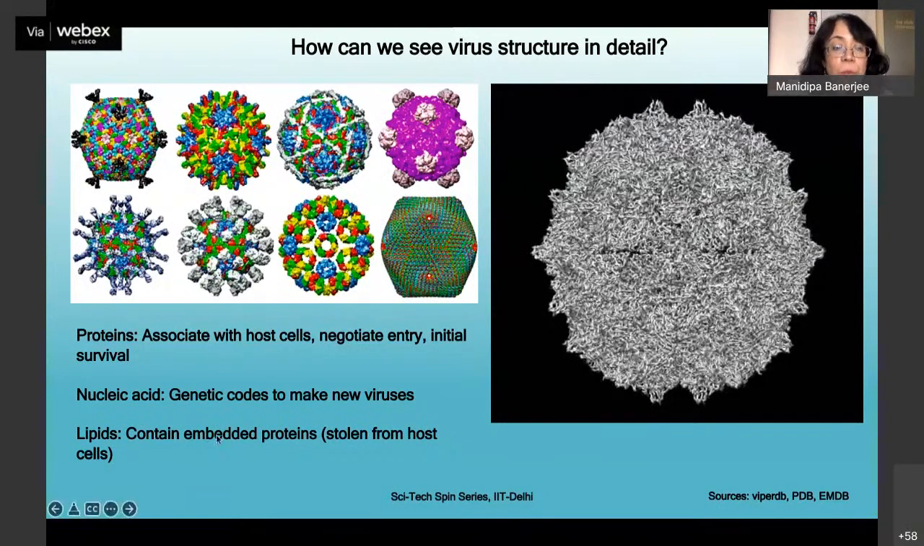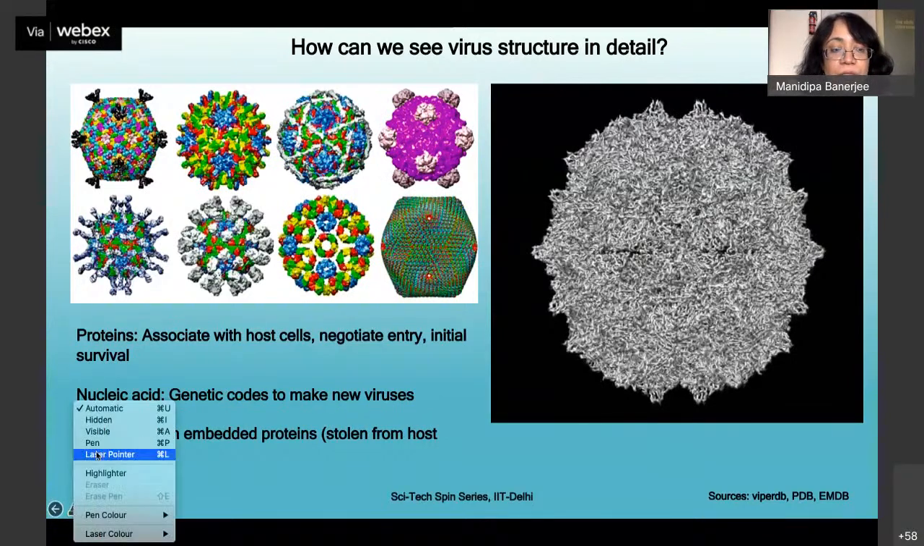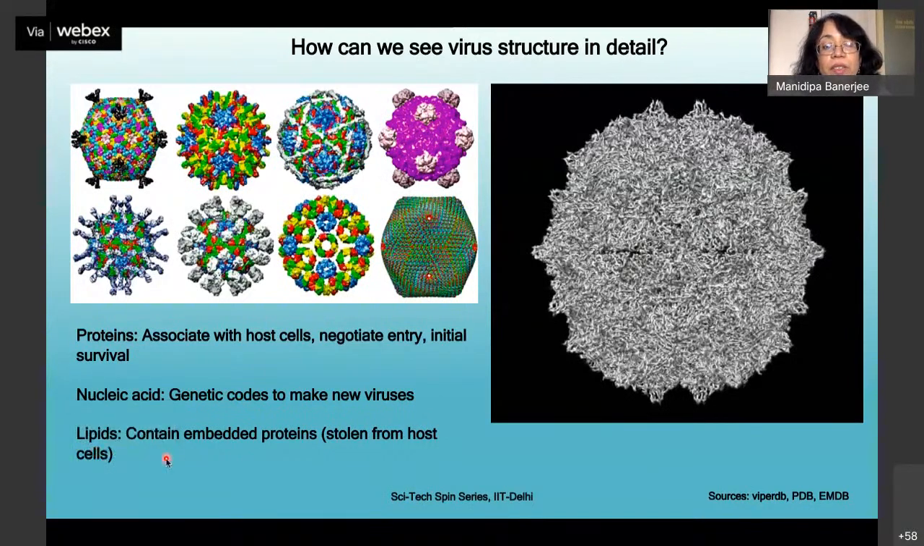Understanding the components of the virus is very important to understand how it infects. The proteins on the outside, which make up the container, are the ones that negotiate entry of the virus within the host cell. So the more we know about the proteins, the better it is for us, because we can try to design drugs, or if we figure out what a virus looks like, we can generate vaccines.